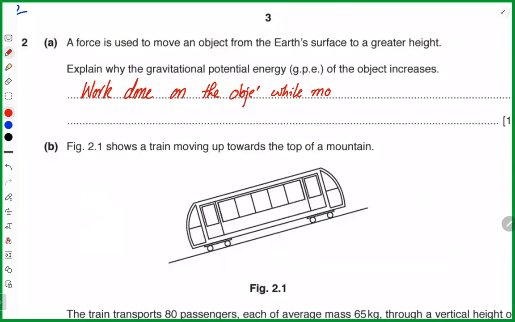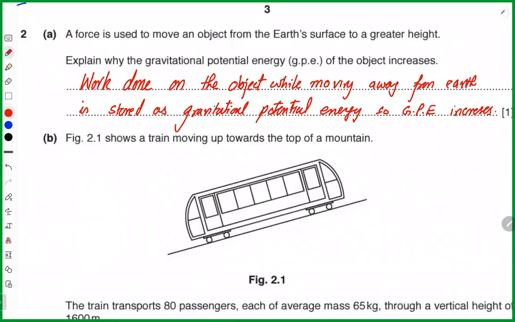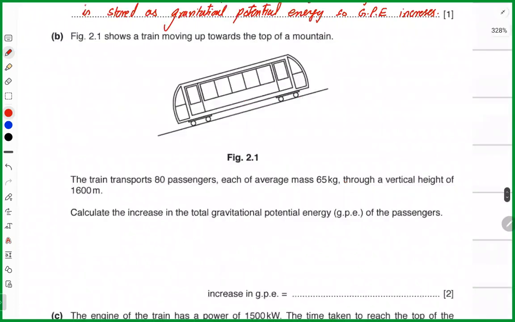Work done on the object while moving away from Earth is stored as gravitational potential energy. So, gravitational potential energy increases. The next question shows a train moving up towards the top of the mountain.